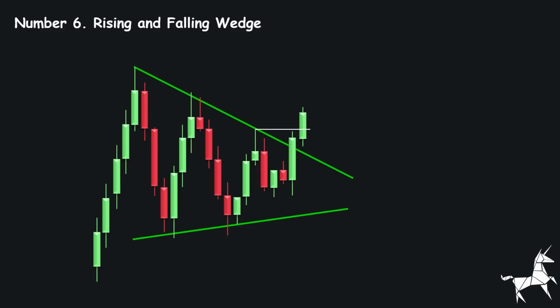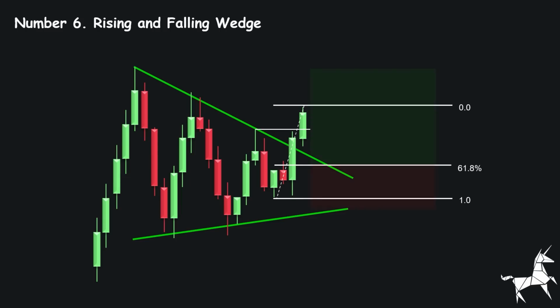Entry signals could include various price action indicators, such as waiting for the price to return to the trendline area and observing for rejections or candlestick reversal patterns. To enhance our trade entry, we can also combine this pattern with the 61.8% Fibonacci retracement level. After breaking the trend line, we apply the Fibonacci retracement tool from the start of the move to the end. We then place our buy limit order precisely at the 61.8% retracement level.